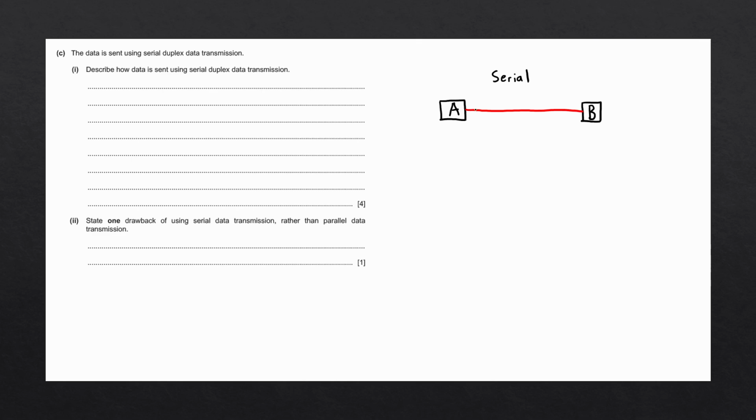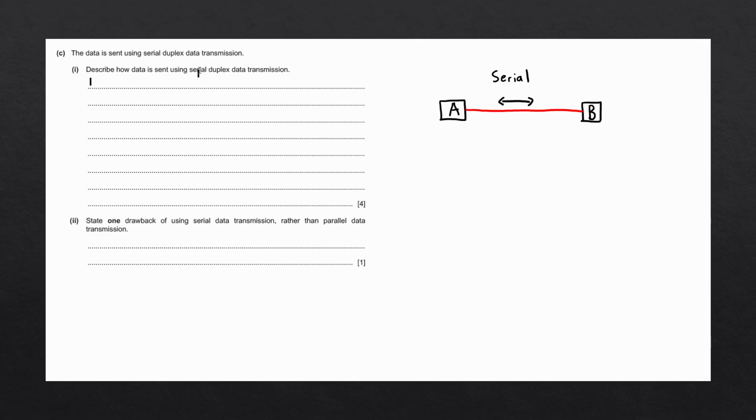If we want to send an entire message of multiple bytes or multiple kilobytes, we can only send one bit from that message at a time along this wire. The second part of this question refers to duplex data transmission. Duplex data transmission means that A can send data to B at the same time that B can send data to A. So data communication is bidirectional. In other words, in both directions and also at the same time. Let's go ahead and write this in our answer.